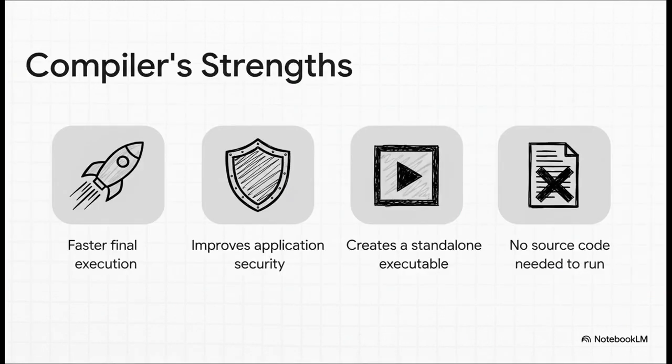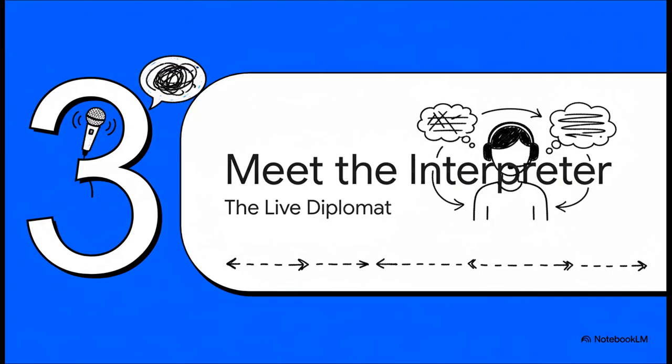So why bother with all that work? Well, it has some huge upsides. For one, because all the translation is done beforehand, the final program runs incredibly fast. It's already speaking the computer's native language. It's also great for security, because you can give people the final .exe file without ever showing them your original precious source code. Okay, now let's meet the other contender in this showdown, the interpreter.